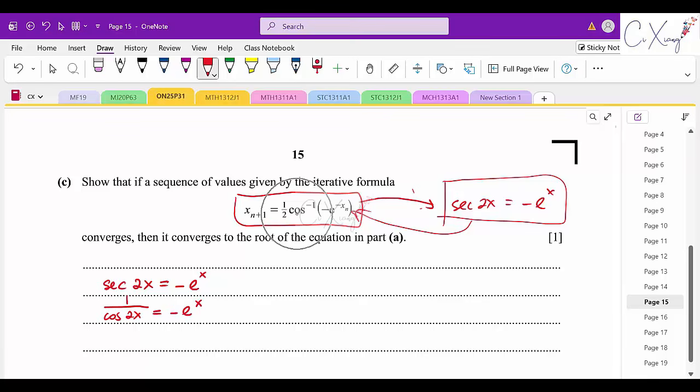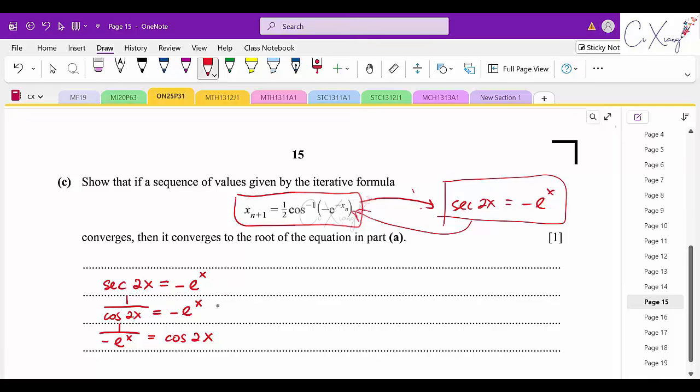Alright, then if I want to take the cos inverse, I have to make sure that the cos is a numerator, or maybe not a denominator. So I try to move this cos 2x up. I will be having 1 over negative e power x, then equals cos 2x.